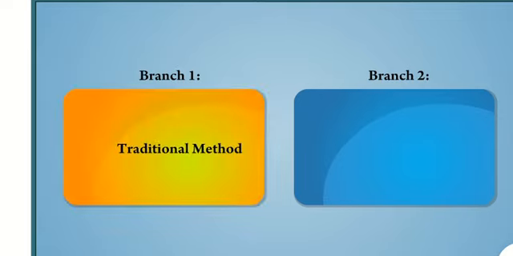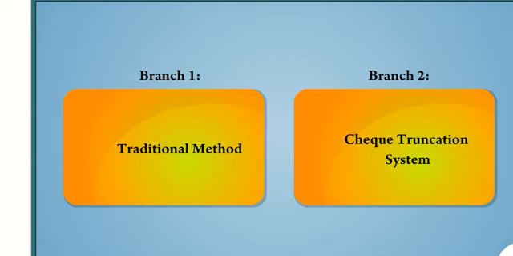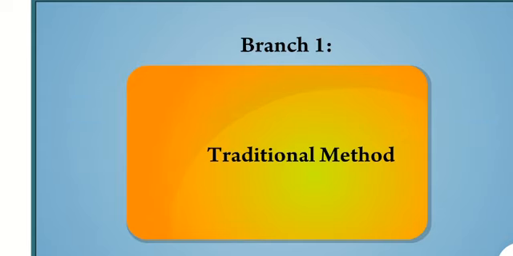The first method is the traditional method, which is widely used in our country. The second method is the check truncation system method. This method is quite new, but is already being implemented in banks in the metro cities. We will learn about the traditional method first.